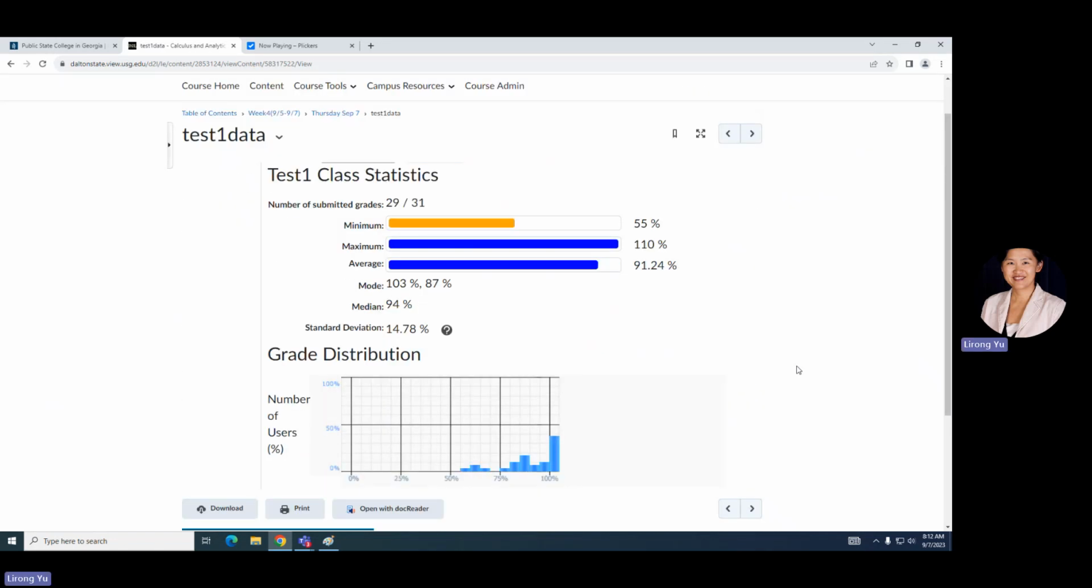We have 31 students in the class. 29 attended the test. The final average is 91, so it's a pretty high average, considering we actually moved it higher. There are a couple of students who had scores higher than 100. That's because they did a bonus session. They also submitted their homework on paper, so I gave them extra credit. Any questions?